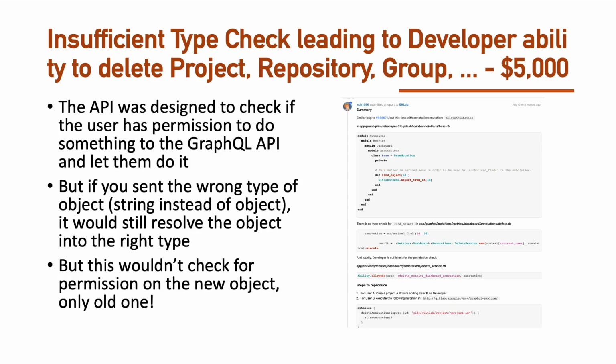So here we have insufficient type check leading to developer ability to delete product repository and group, $5,000. So the API was designed to check whether or not the user had permission to do something to the GraphQL object and then let them do that. Very, very straightforward. However, because of the way that GraphQL worked, what you were able to do was essentially send the wrong type of object that you did have permission to edit, and then further along the pipeline, it would resolve into the right type. Now, it wouldn't check for permission when it resolved it to the right type. It would check permission at the start.